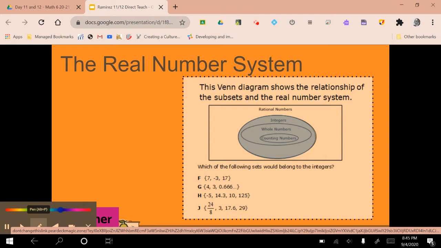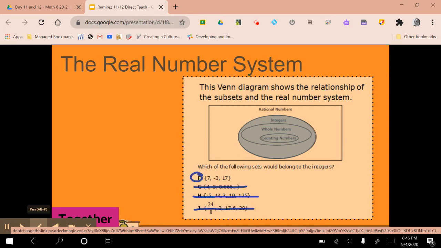Does F have any decimals or fractions? No. So let's leave it alone. Let's look at G. Does G have any decimals or fractions? Yes, it has decimals, so it's not going to fit in the integer box. So we're going to cancel it out. H. Does H have any decimals or fractions? Yes, it has decimals, so that is not the correct answer either. Let's look at J. Does J have any decimals or fractions? Yes. So again, J is not going to be the correct answer. So our correct answer here is F.